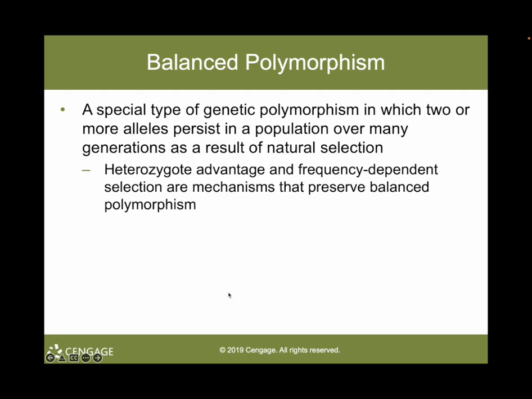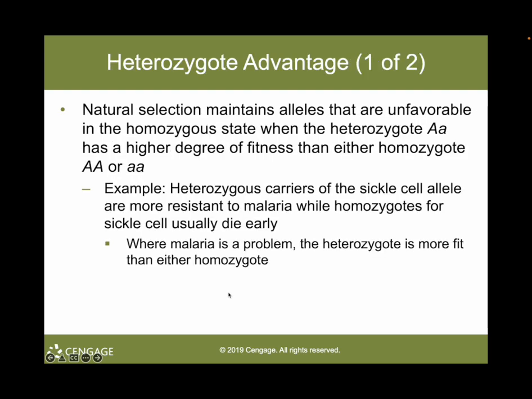So, natural selection sometimes helps maintain genetic diversity, and in some cases, natural selection may even maintain alleles in the population that are unfavorable in the homozygous state. That happens when a heterozygote has a higher degree of fitness than the homozygote. This phenomenon is known as the heterozygote advantage and is demonstrated in humans by the selective advantage of heterozygous carriers of the sickle cell allele.